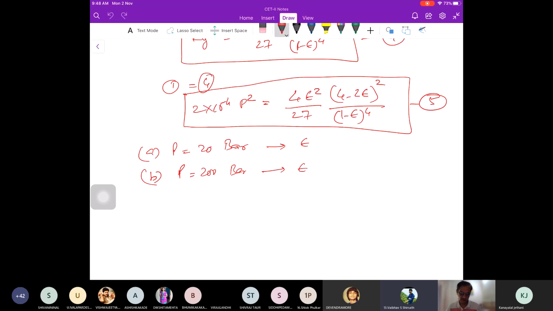Nahi, to what you have to do is 4 epsilon square into 4 minus 2 epsilon square, क्या होता है? 16 minus 16 epsilon plus 4 epsilon square, divided by 1 minus epsilon to the power of 4.